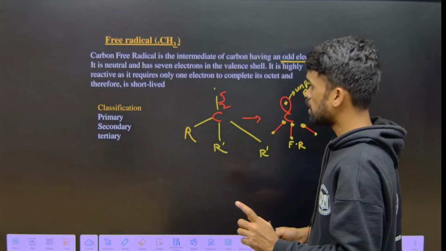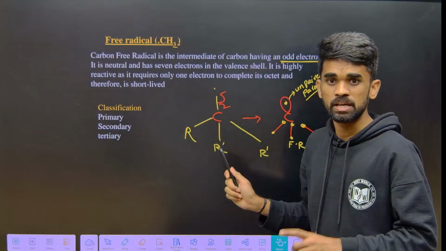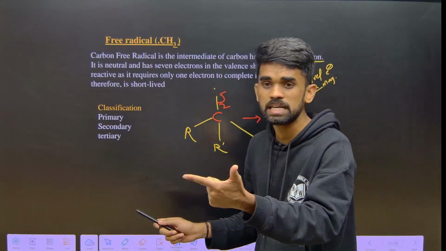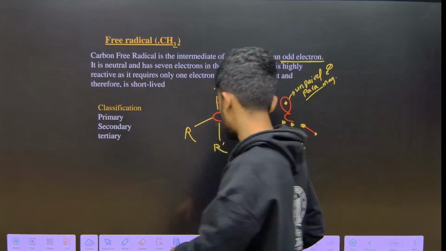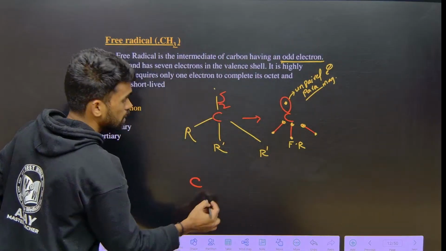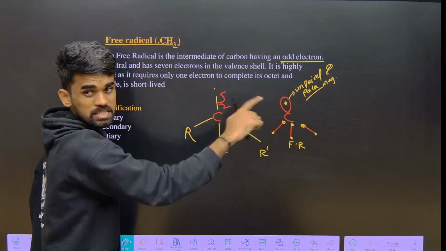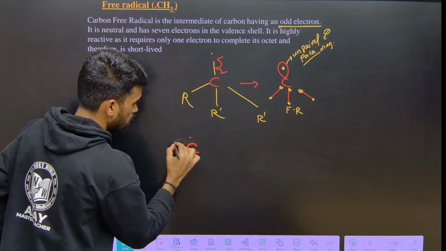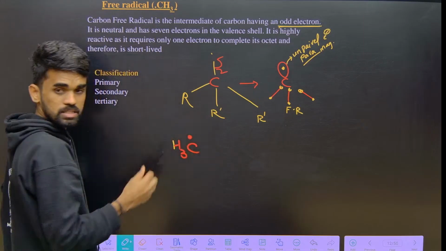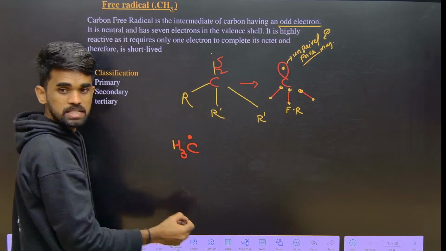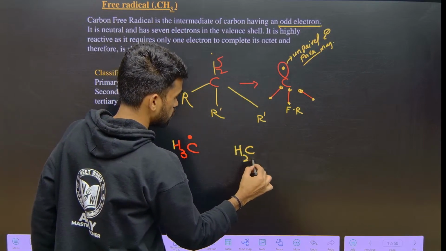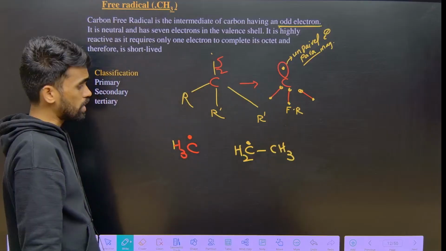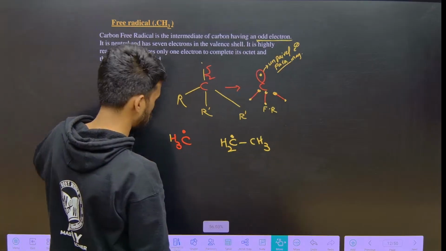Now here also we have classification, as we did with carbanions. Carbocations and free radicals also have classification. Now tell me, how many electrons are there here? 7. Remember that word, we will discuss it again. So now carbon having like this, methyl radical I can say, and carbon, ethyl radical. Like this I am writing different possible ways.